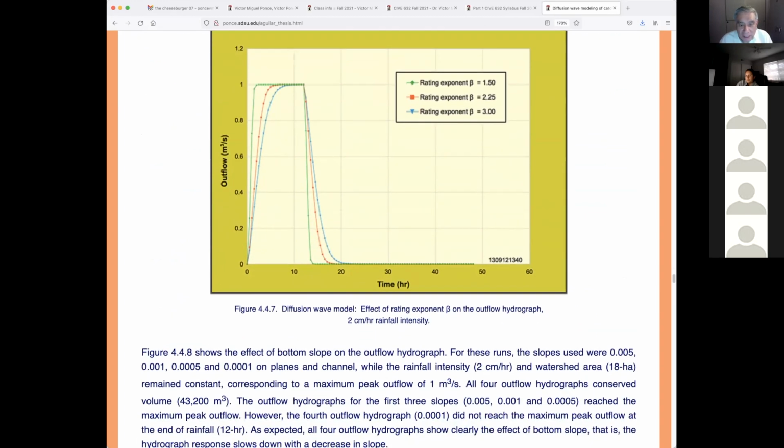Okay, so that's another example here, the effect of the rating exponent. You know that the rating exponent could be turbulent, 1.5, or laminar, 3. And in the middle, 2.25 is mixed laminar-turbulent, the kind of situation that Horton found himself in during the mid-30s when he was doing routing. He was doing watershed routing, but with the conceptual models, which we already covered too.